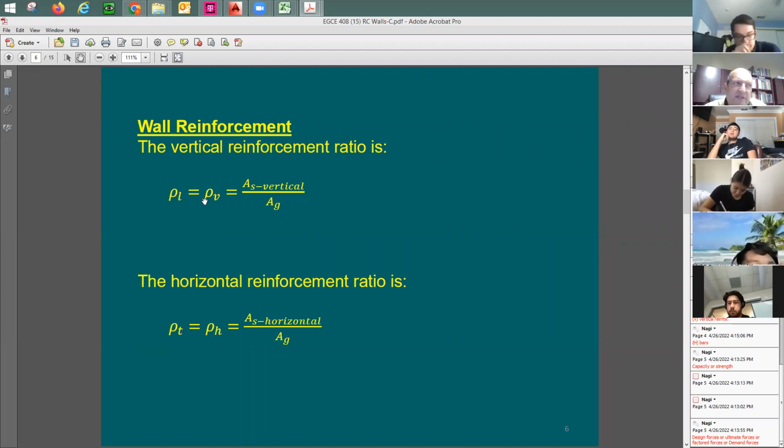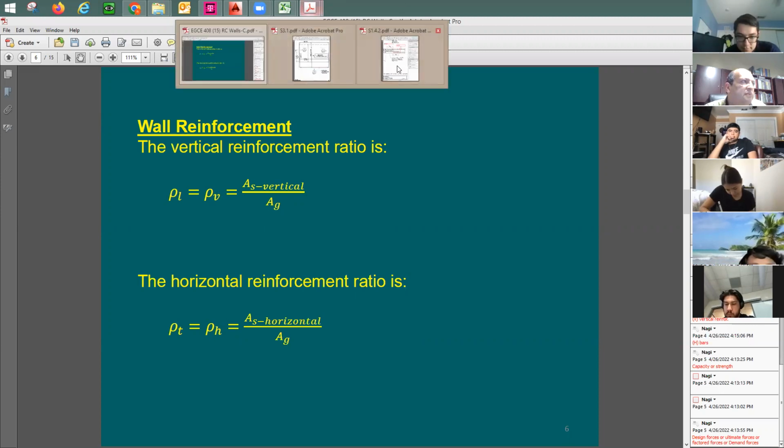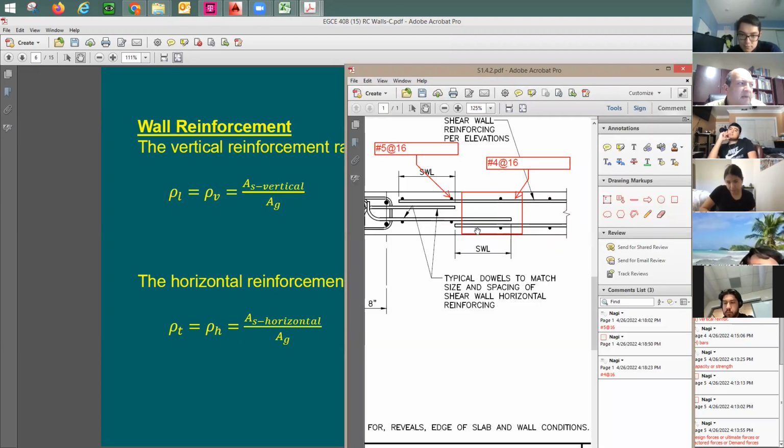So what is this vertical reinforcement ratio? It is going to be As vertical divided by the cross section of the wall. In a case like this, I may just refer to my detail. Let me take here the reinforcing, and the distance from here to there is going to be 16 inches, the spacing. So the width of this piece is going to be 16 inches.